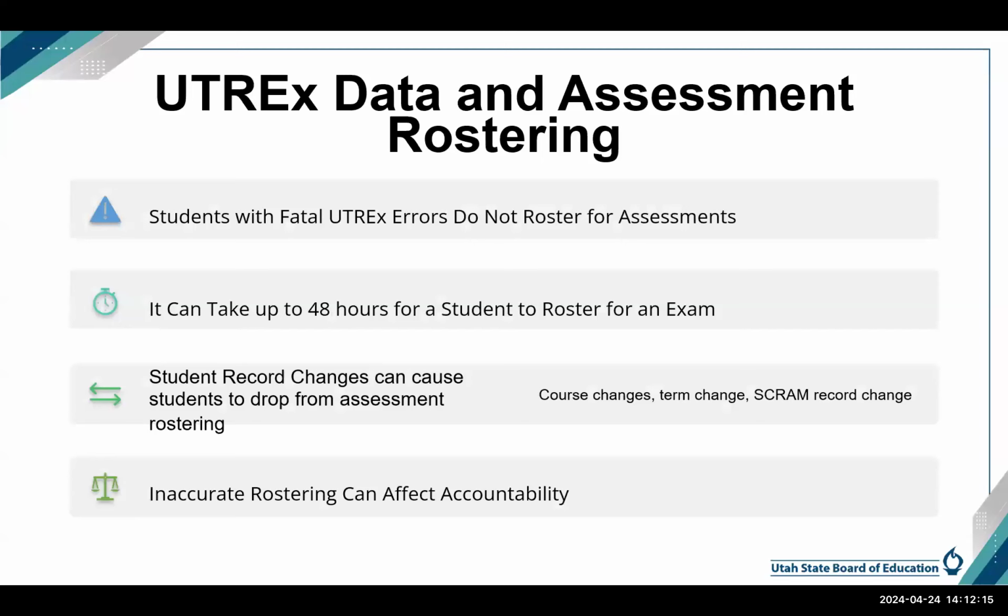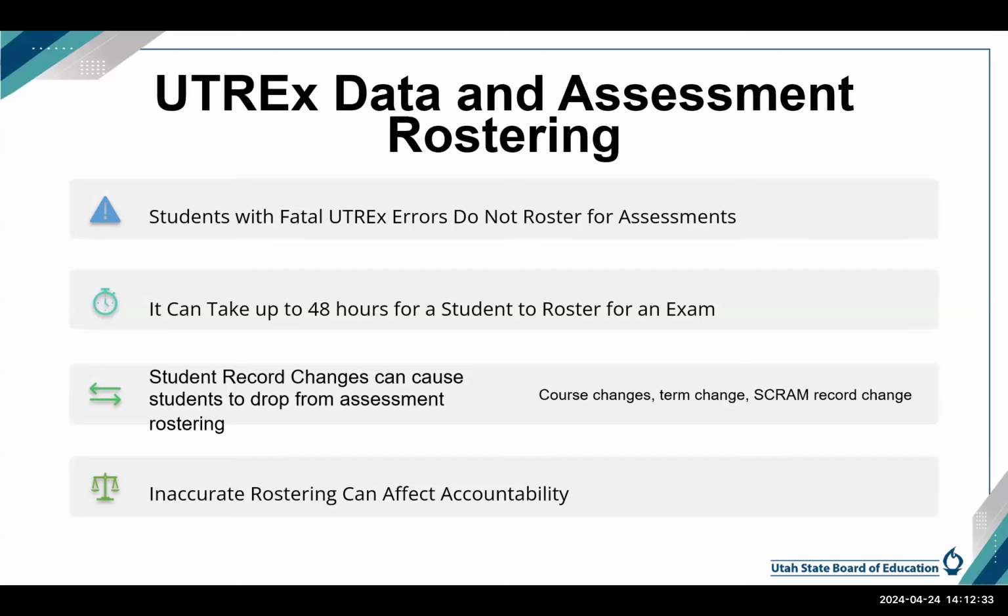So, your data and assessment rostering. Number one, if you remember nothing else from this presentation: students with fatal errors on their records do not roster for assessments. If a student has an error that's fatal, they are not going to be on a roster.